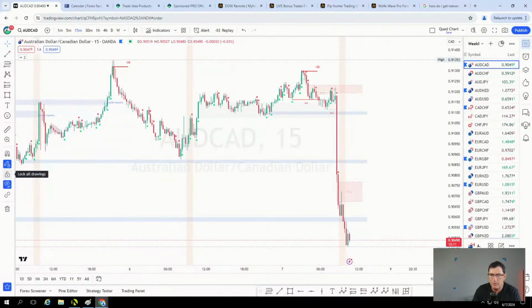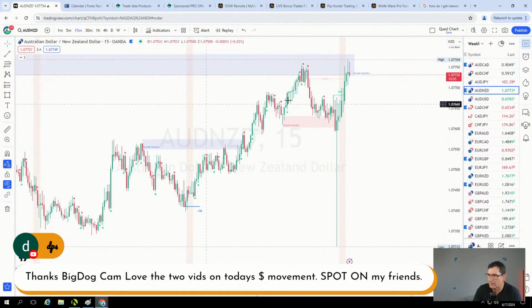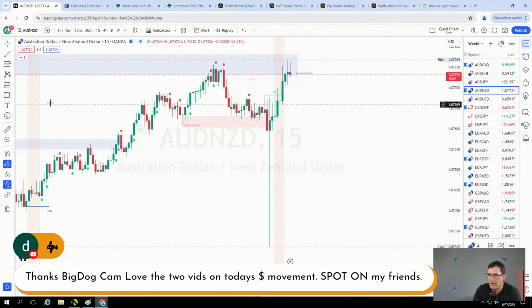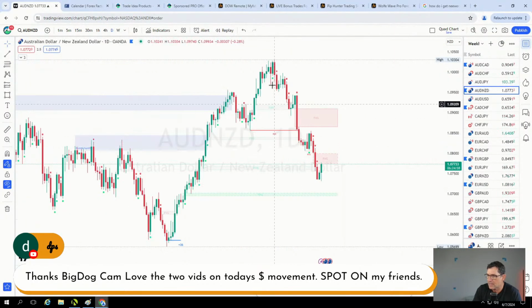But let's go into a bonus trade here. I'm going to go ahead and put a bonus trade in. And traders, I'm going to go ahead and take a look at Aussie New Zealand dollar right here. I want to point out something here. We're going to go to the daily first. Okay, here's the daily time frame. We've been talking about this for a while.